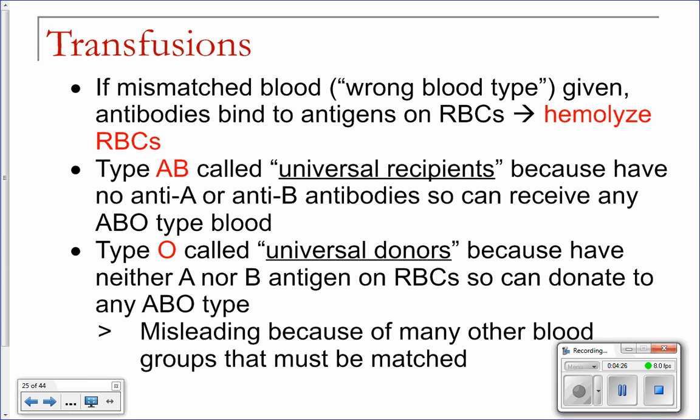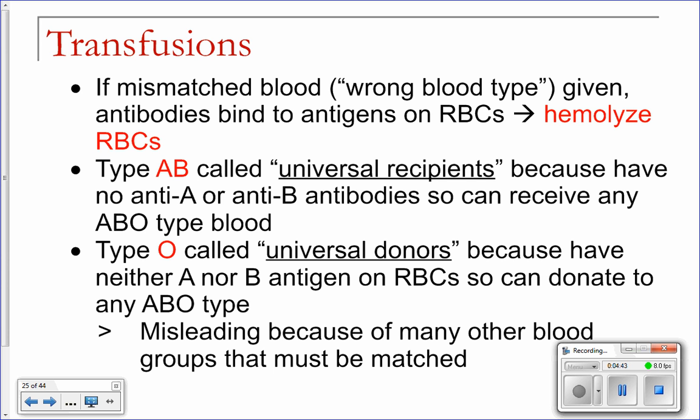So we already talked about this briefly, but AB is called the universal recipient because they have no antibodies, so they can get blood from anybody. Type O is the universal donor because they have no antigens on the surface of the cell, so they can go to anybody and not be attacked.